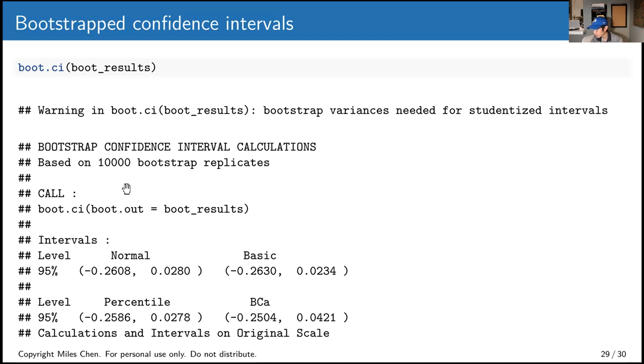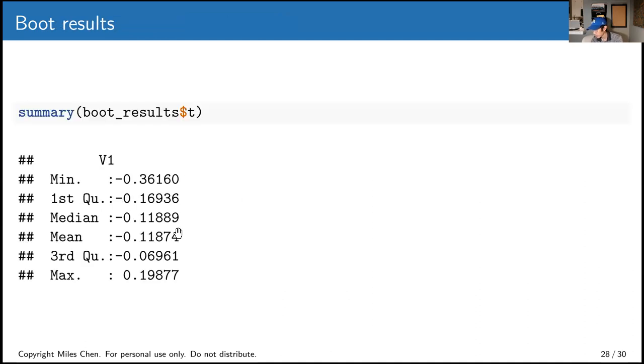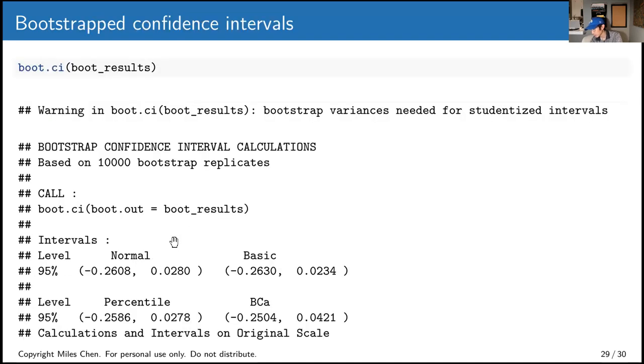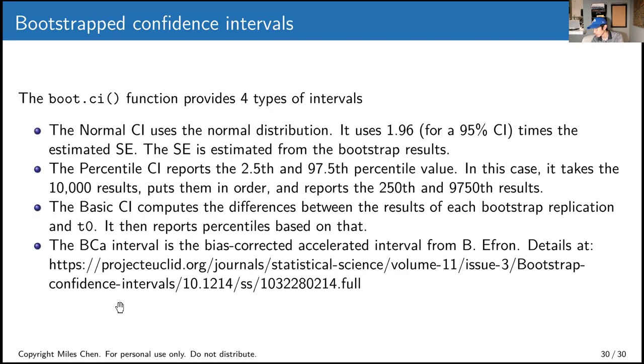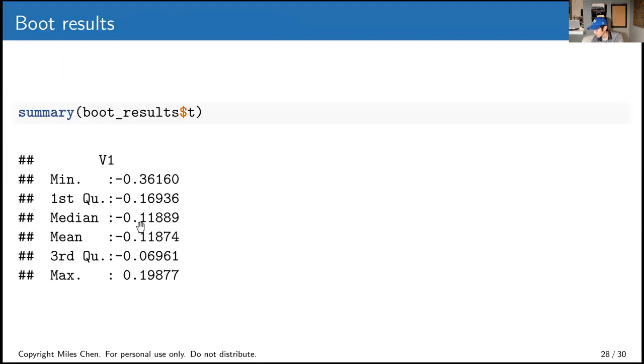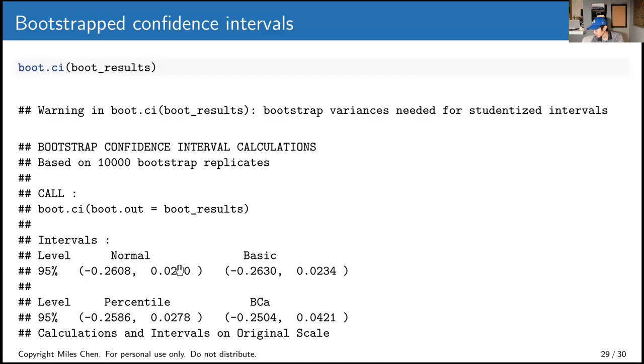And so you can create bootstrap confidence intervals. Well, this is going to end up being right in the middle here. And so we get values between negative 0.26 and 0.028. So all of these confidence intervals that we've produced contain zero, just barely, but they do contain zero, indicating to us that perhaps the correlation we're encountering might not be significantly different from zero, okay? At least when looking at the entire population.